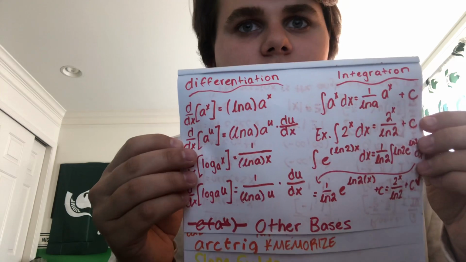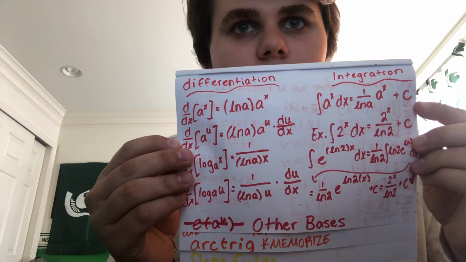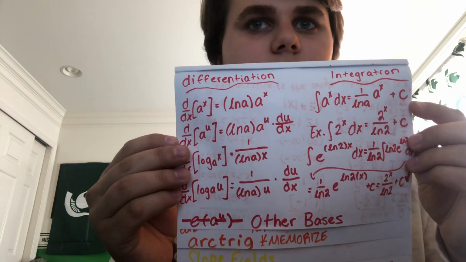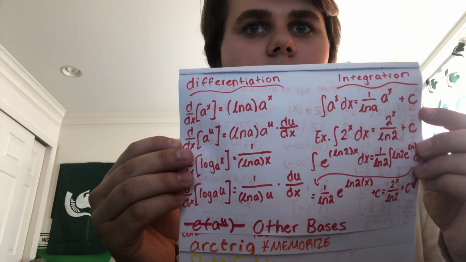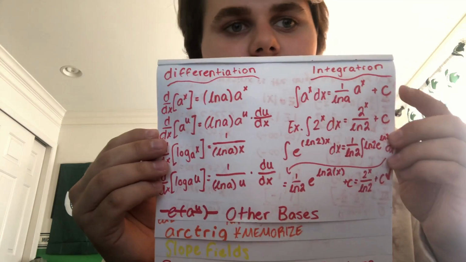And then on the integration side, I laid out the basic formula, which is the integral of a to the x, which is equal to a to the x over ln of a, or 1 over ln of a times a to the x plus c.